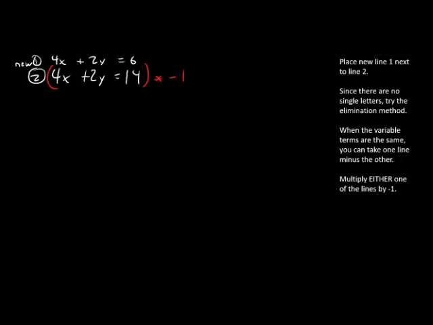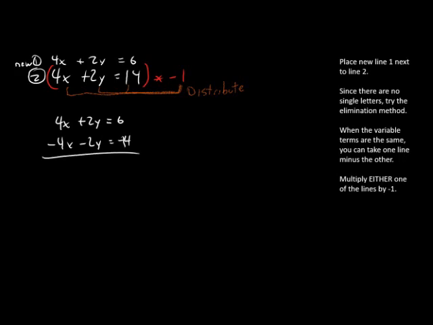So line 1 stays the same, but in line 2 we will distribute this negative 1 to all 3 of these terms. Line 1 will still be 4x plus 2y equals 6, and line 2 will now be negative 4x minus 2y equals negative 14. Now, when we combine these terms, we can see that 4x and negative 4x will cancel, and 2y and negative 2y will cancel. This leaves us with 0 on the left and 6 minus 14 for negative 8 on the right.